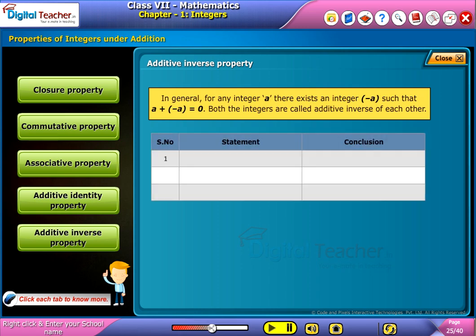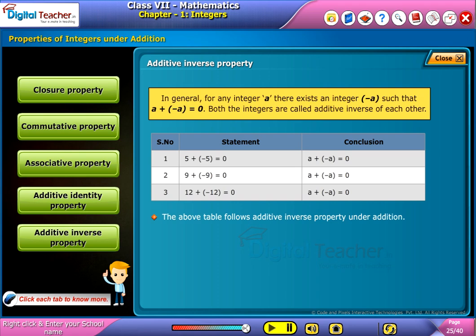In the first statement, 5 plus of minus 5 is equal to 0. And it concludes that a plus of minus a is equal to 0. Same for the second and the third statements as shown in the table. Therefore, the above table follows additive inverse property under addition.